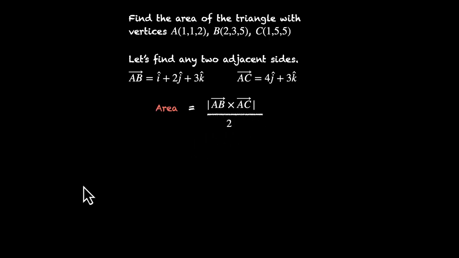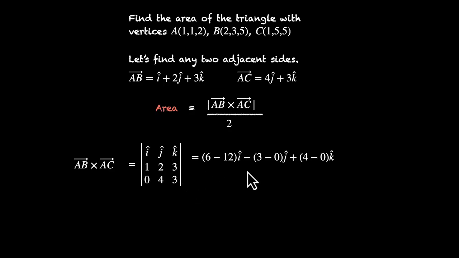So let's find the cross product. That's equal to the determinant of I, J, K, the components of AB and the components of AC. So that's I, J, K, 1, 2, 3, 0, 4, and 3. Let's expand this. This is I cap times 6 minus 12, minus J cap times 3 minus 0, plus K cap times 4 minus 0. So this becomes 6 minus 12 is minus 6 I cap, minus 3j cap, plus 4k cap. Now that's the cross product.